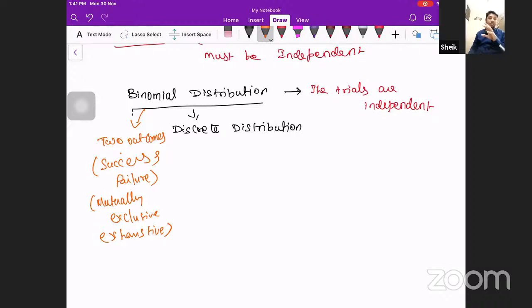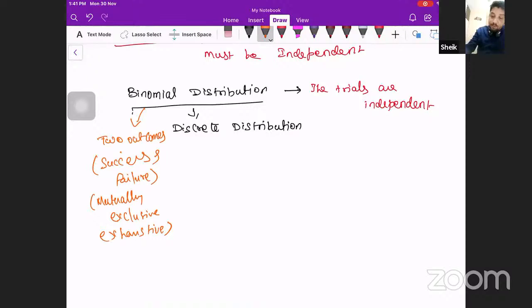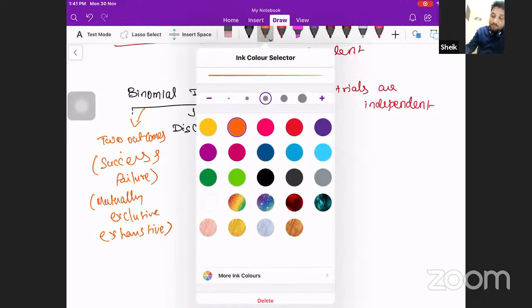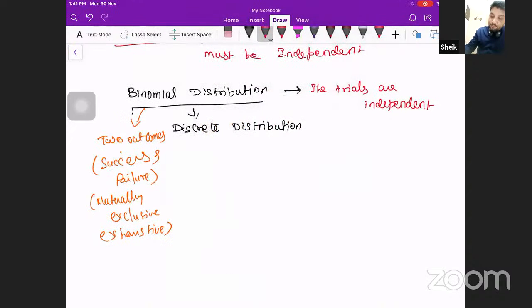Now listen here, the probability of success and failure remains unchanged throughout the process. So this will not change. Now here in this discrete distribution function, what we are going to do is the probability mass function.